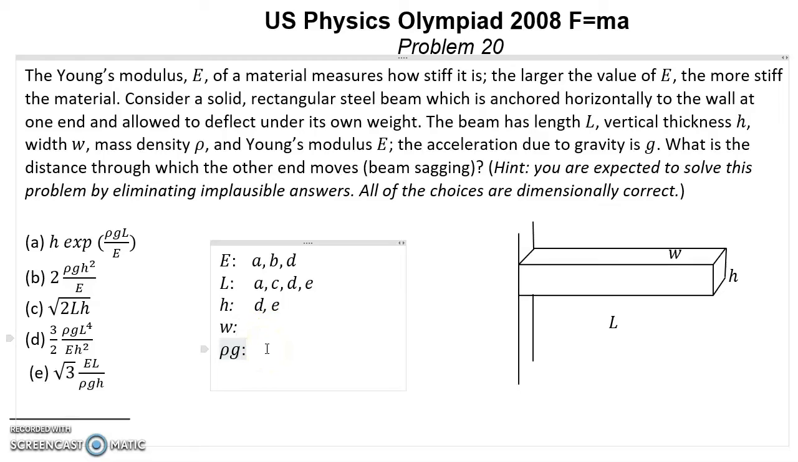And rho g, let's check rho g. If we increase rho and g, deflection will increase. So it means that A is good, B is good, C no good, D good, and E is not good. So analyzing all these answers, we can see that only D is correct. It's included in all of them. So D is the correct answer.